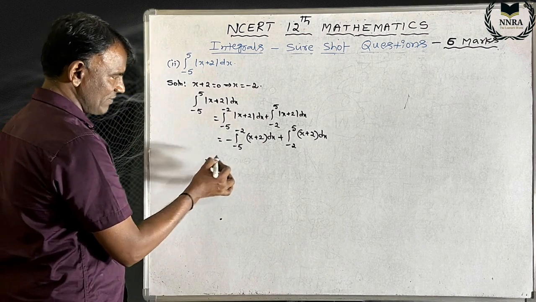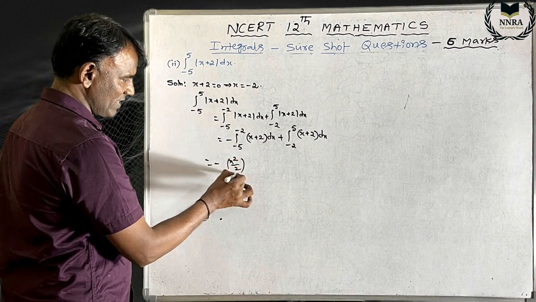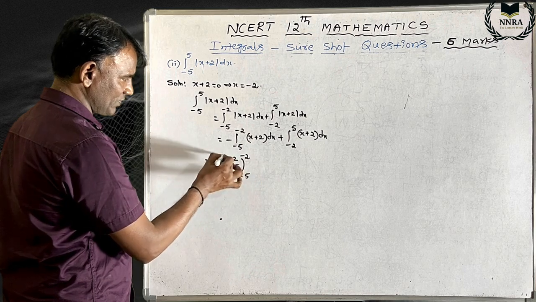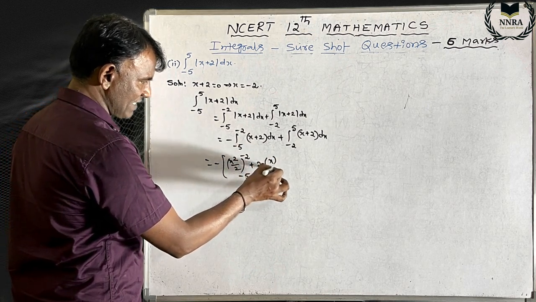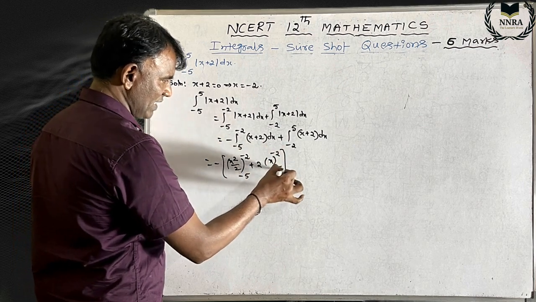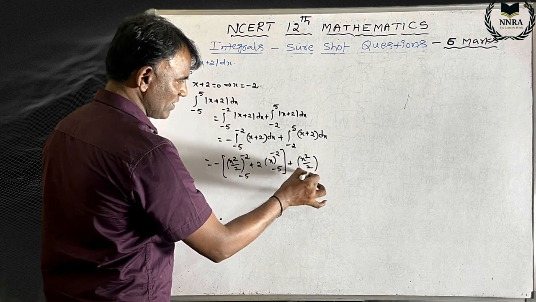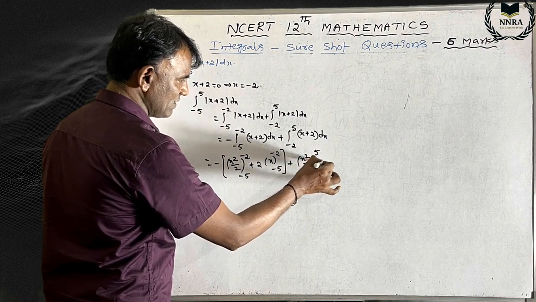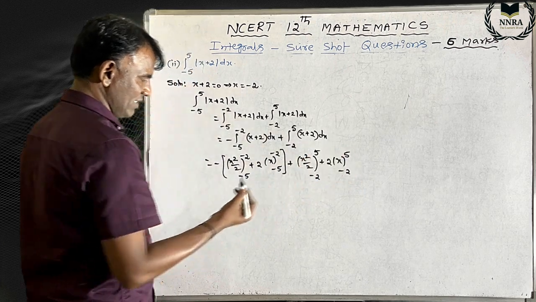Then minus of, what is integral x dx? x square by 2. Limits are minus 5 to minus 2. And a 2 constant. Integral dx is x. Again minus 5 to minus 2. And coming to second one, it is x square by 2. So limits are minus 2 to 5. And 2 into integral dx means x, again minus 2 to 5.